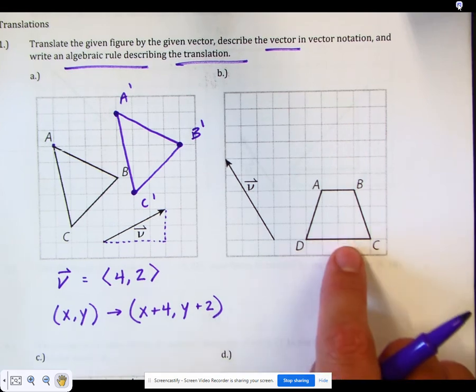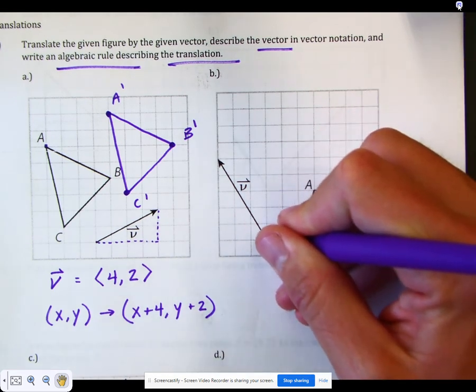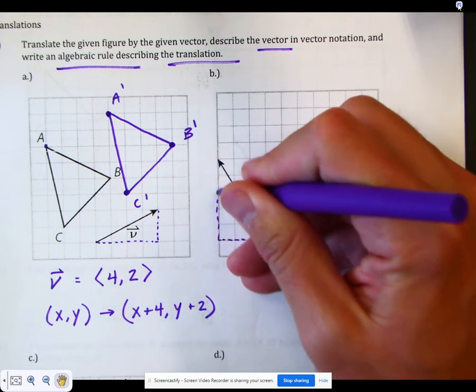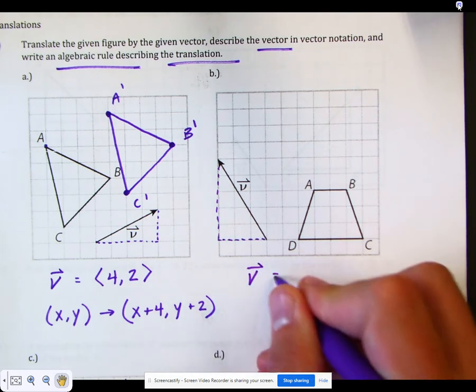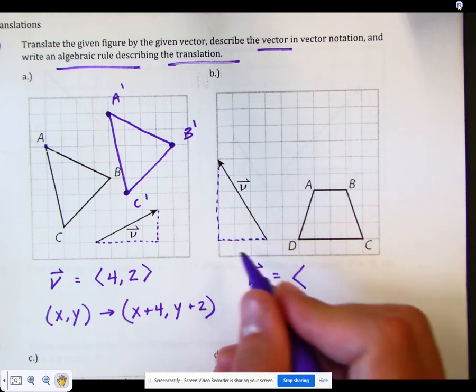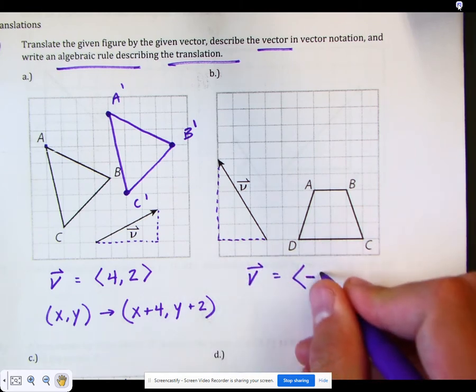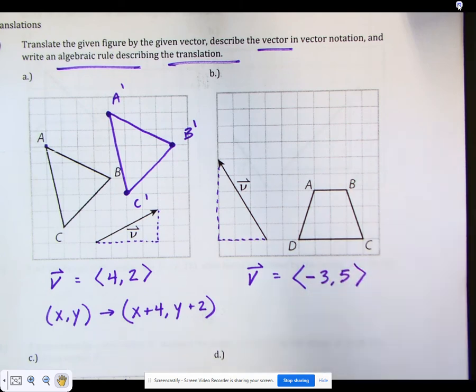Let's do one more together, and then we'll move on. So like this shape. Let's see, where are we going? We're going left 3 and then up 5. So the way you write that vector would be, maybe one of the trickier parts is if you're going left, that's like the negative x direction. So you'd say ⟨-3, 5⟩. Let's go point by point.